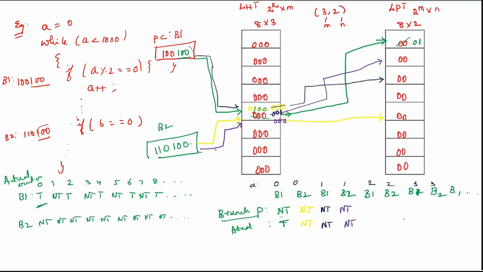So like this, you just fill it out. Can you continue this? At one stage, some misprediction is there. At one stage, you may get a correct answer. Can you fill it out? Make it fast.